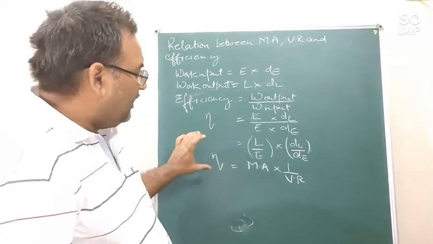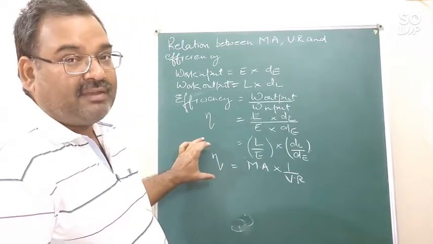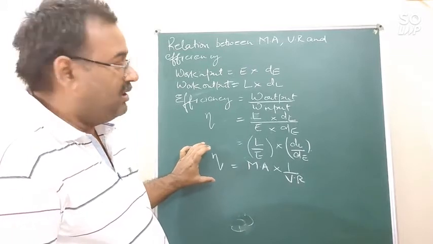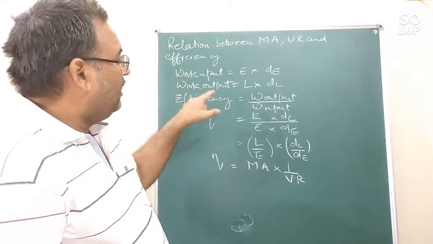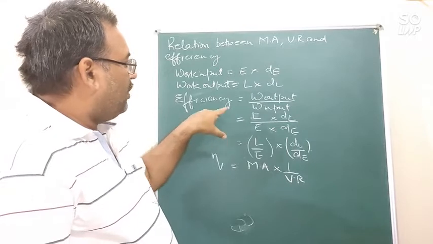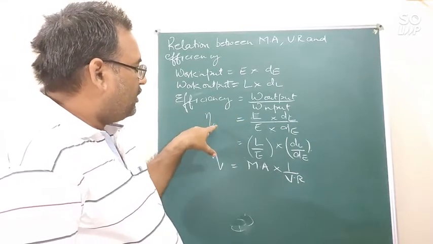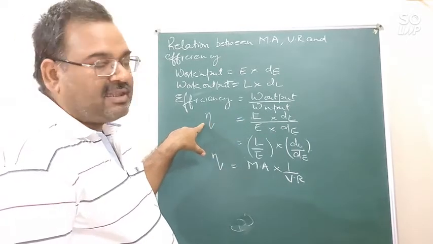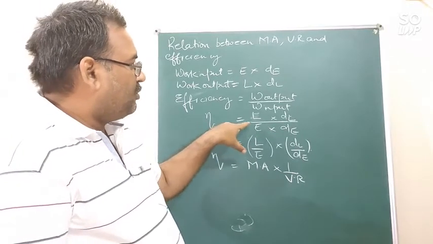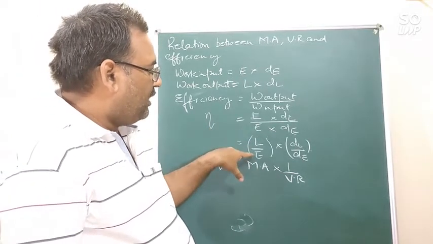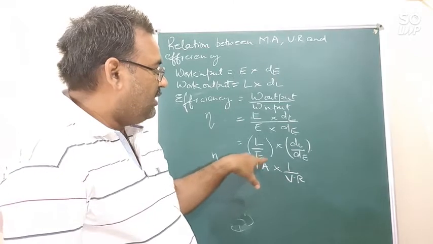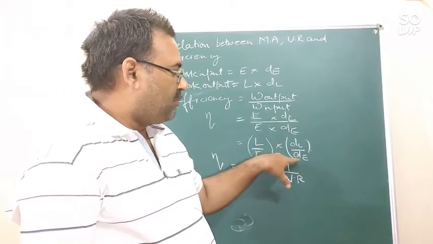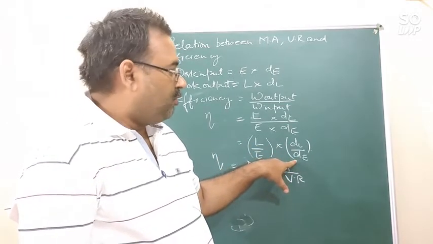This is a very important derivation often asked in the examination. I am saying it once again. We put the values work output over work input, which is equivalent to efficiency. This eta is the sign for efficiency. We substitute load upon effort, which is equal to mechanical advantage, into displacement of load upon displacement of effort, which is the reciprocal of velocity ratio.